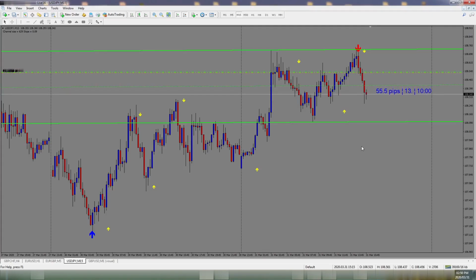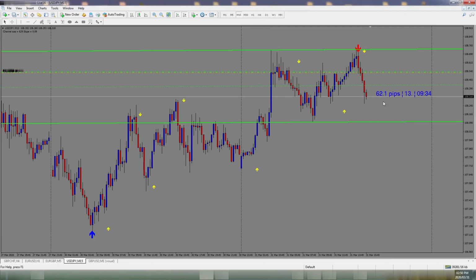As you know, very simple, guys. Big arrow, little arrow, and we take our trade. There's no rocket science here. Big arrow, little arrow, and we take our trade. Currently running on a 15-minute chart, USD JPY.